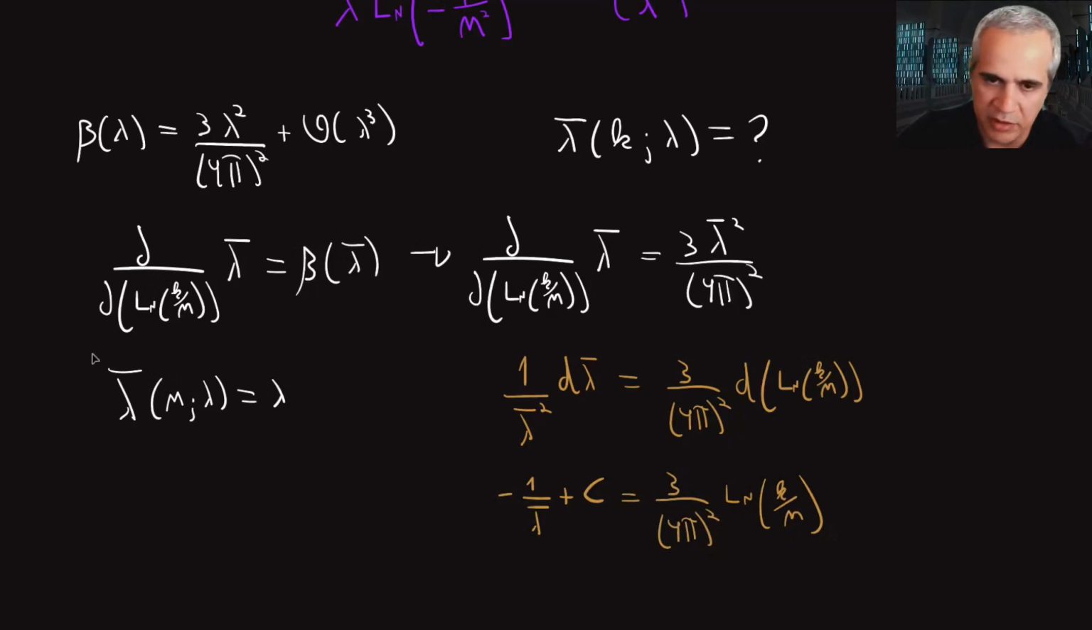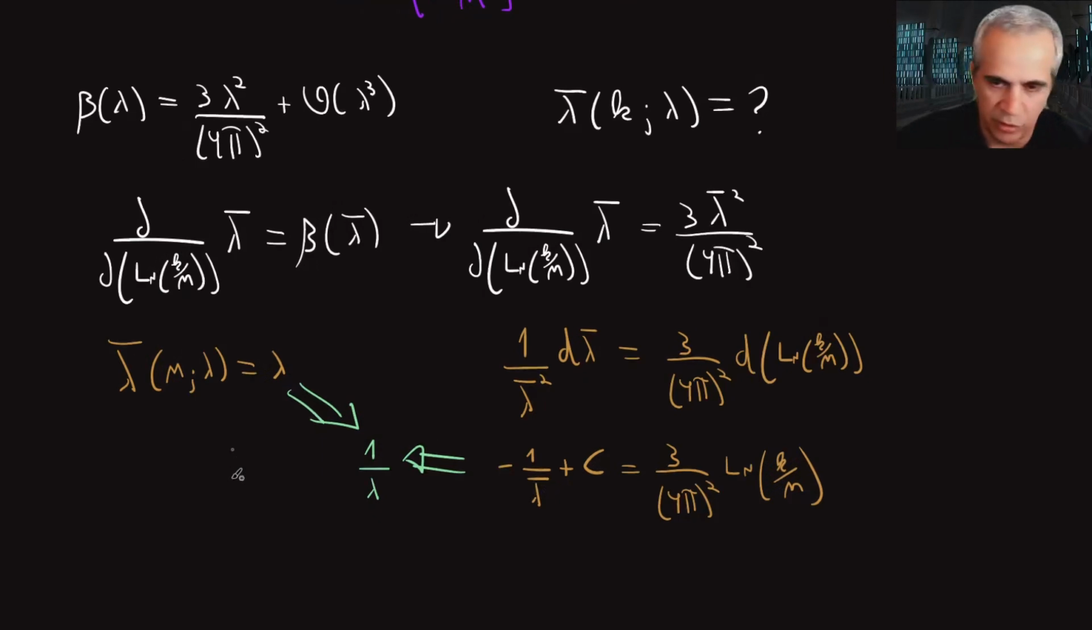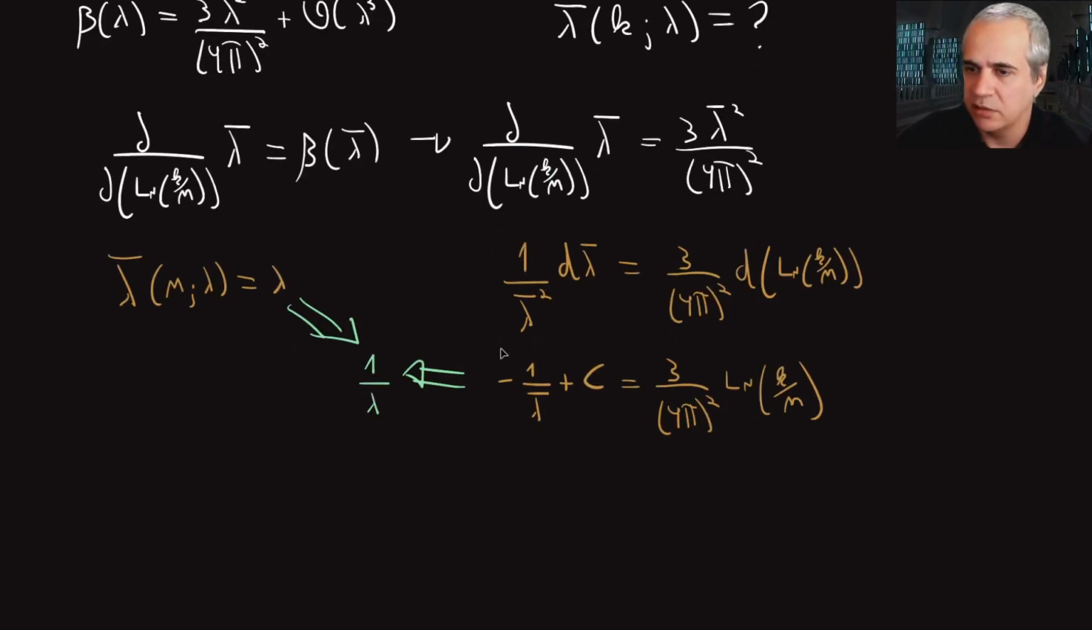And these, of course, together with this one, set the integration constant to 1 over lambda. Just have to substitute m here. This will become 0, and then c is equal to lambda, because lambda bar is a lambda bar of m. When I put m here, I get rid of the bar. So the general solution is this.